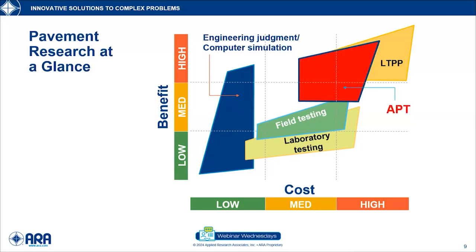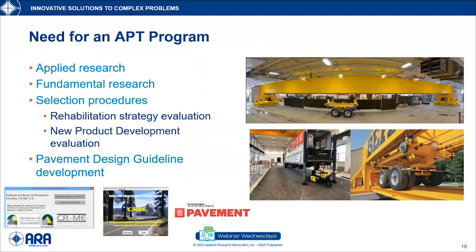Well, APT fits definitely between the medium and high cost, but will also have significant benefit because we will be able to rapidly, remember the keyword, compress the amount of time, be able to get the benefits and simulate damage that will occur in situ with some caveats that we need to take into account, but in a very rapid amount of time. So let's see what's the need for an agency to implement an APT program.